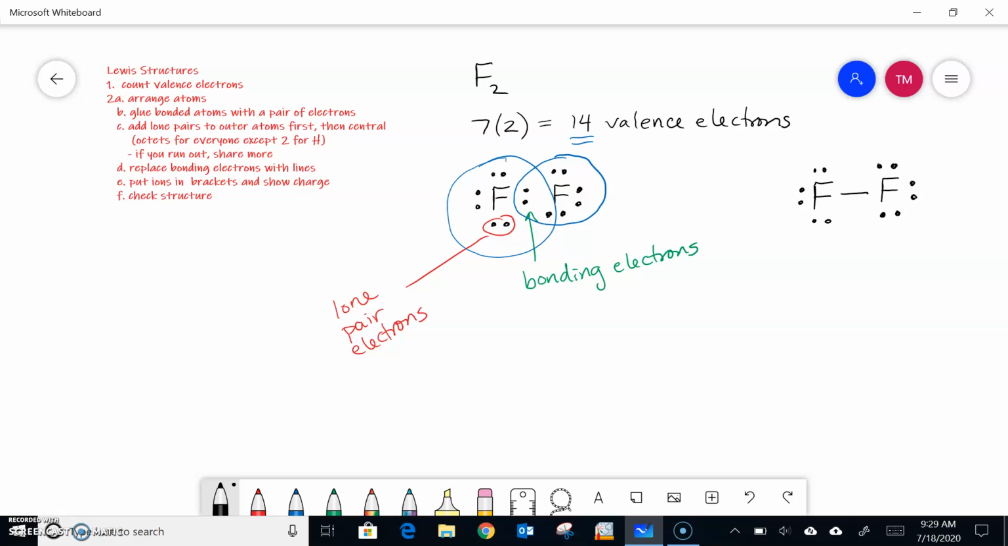So this was a pretty simple molecule, F2. We have a bond between the 2 fluorines. Each fluorine has lone pair electrons on it. And the last thing we want to do is always check and make sure that first we've used exactly 14 valence electrons and that everything has an octet. So we count again, 2, 4, 6, 8, 10, 12, 14. Yep, and everything has an octet. So this is our Lewis structure for fluorine.